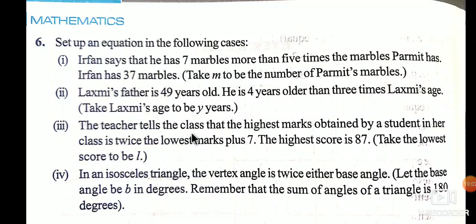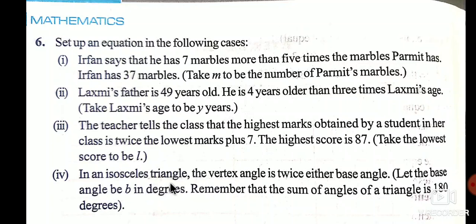A teacher tells the class that the highest marks obtained by students in our class is twice the lowest marks plus 7. The highest score is 87. Take the lowest score to be L. Lowest score L, so by using lowest marks plus 7, that is equal to the highest score 87. I already told the answer. You should write that one.